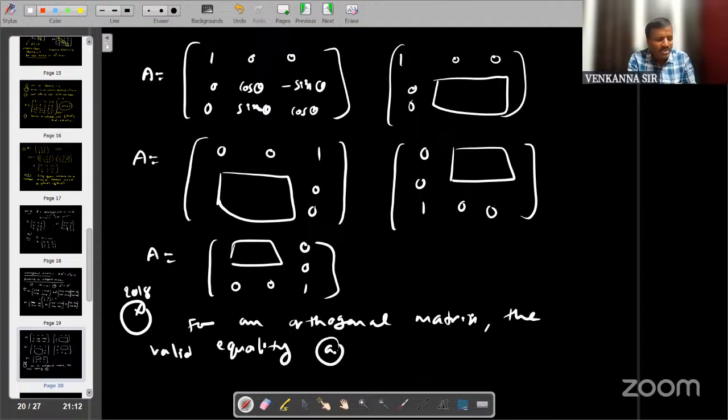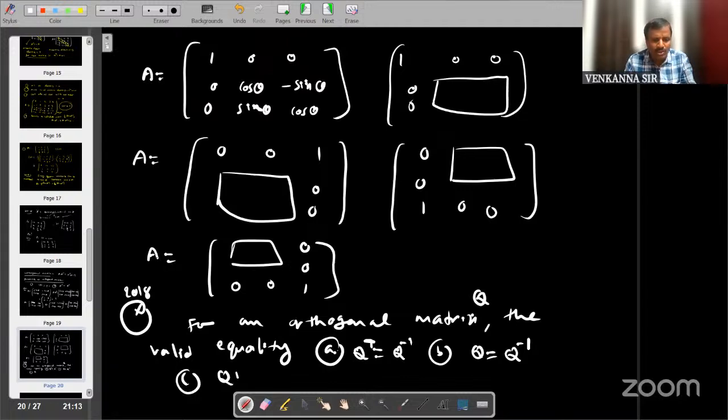So option A is given like this: Q transpose is Q inverse. Option B, Q is equals to Q inverse. For orthogonal matrix Q, the valid equality Q equal to Q inverse is given, B option. C option is given Q transpose equal to Q, and D option is given determinant of Q equal to 0. These are the A, B, C, D options given. What is the correct answer?